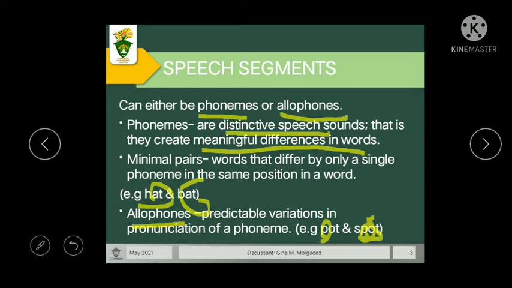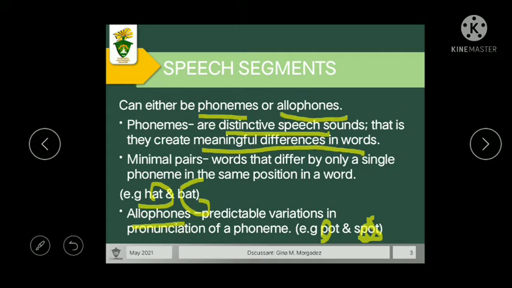So what are these allophones? These are predictable variations in the pronunciation of a phoneme. The phoneme p is aspirated initially in a syllable and unaspirated elsewhere. A later section will consider in greater detail other types of allophonic variation, which will be discussed by my partner. So next, let's proceed.